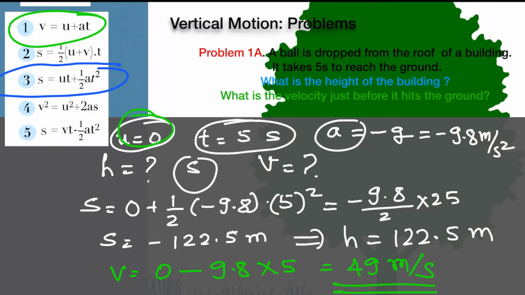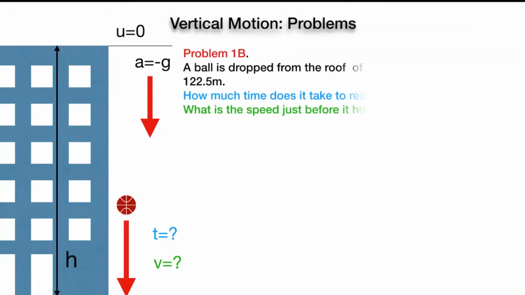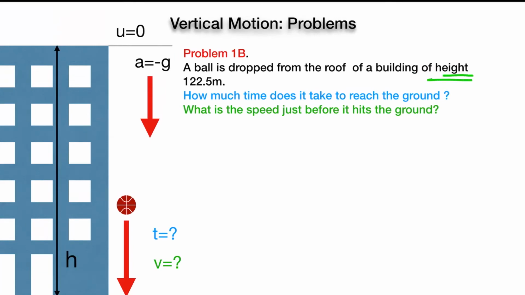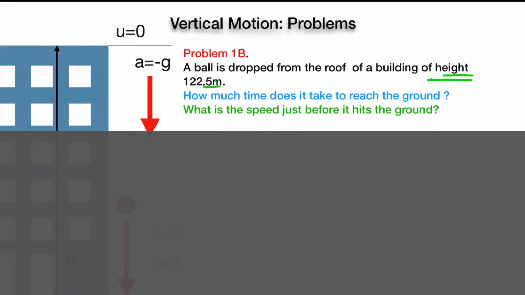Here there is a negative sign, so the velocity is 49 meter per second in downward direction. Now let's take a variation of the same problem. In this problem, we have the height of the building already given, and we need to find out how much time it takes to reach the ground and what the speed is just before it hits the ground, similar to problem 1a.